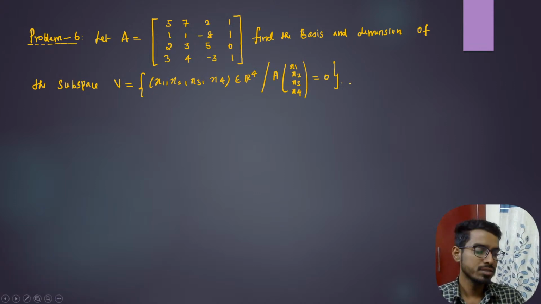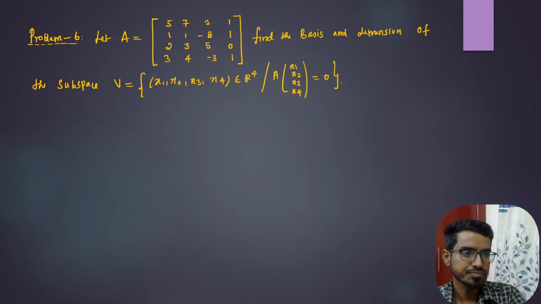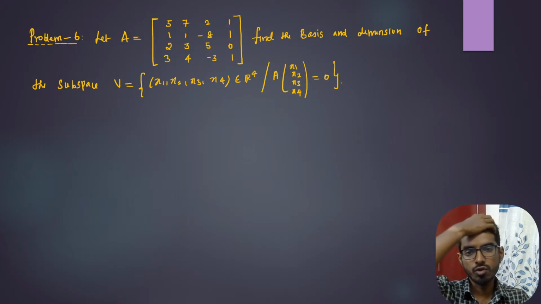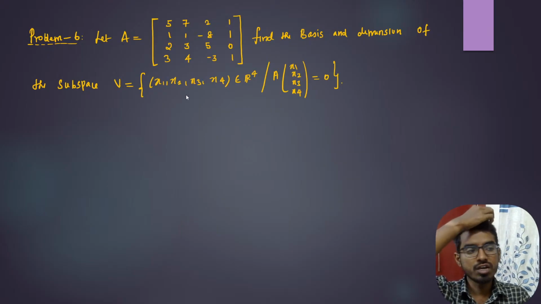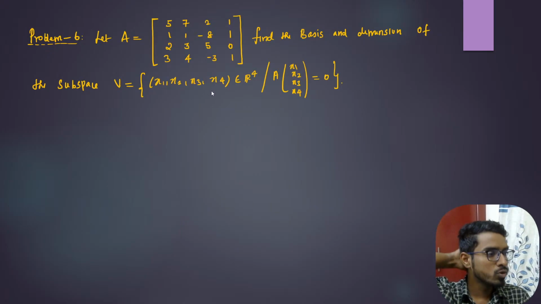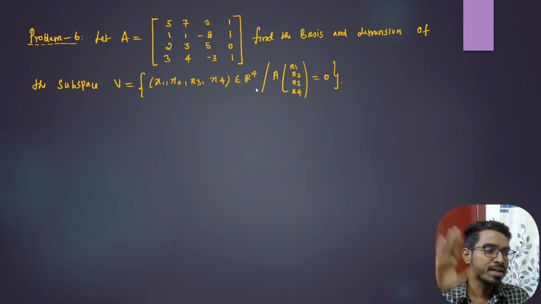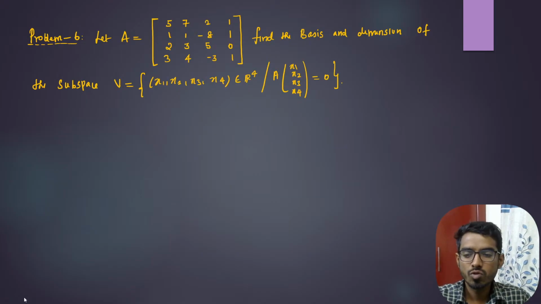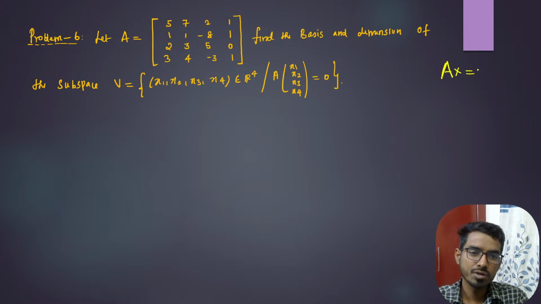What they have said is they have given a matrix A, right? A is a 4 by 4 matrix. Here B consists of all those vectors in R4 that are a solution of this homogeneous system, right? Because we know a homogeneous system is Ax equal to 0. A is the coefficient matrix and x is the input vector.